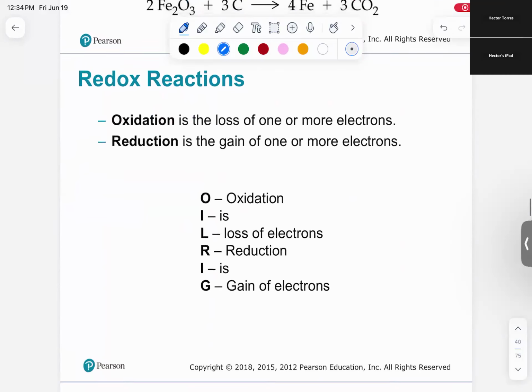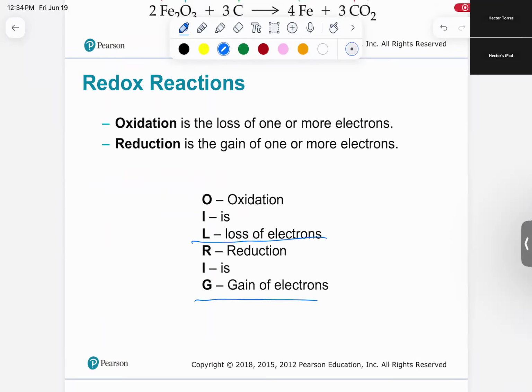Okay, but now we're going to have to start talking about oxidation and reduction. We learned how to assign numbers. We learned to see if the atoms have more or less electrons or how many they have. And so now we need to assign loss and gain of electrons.